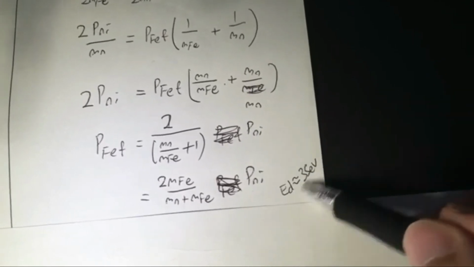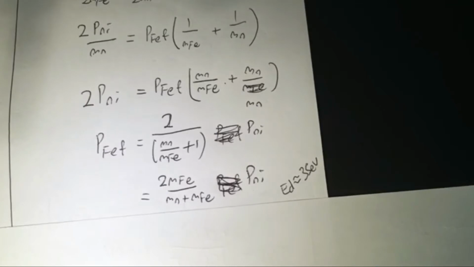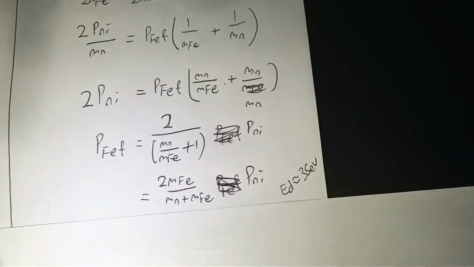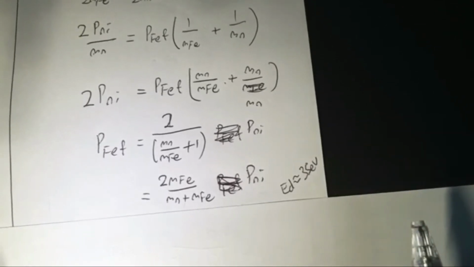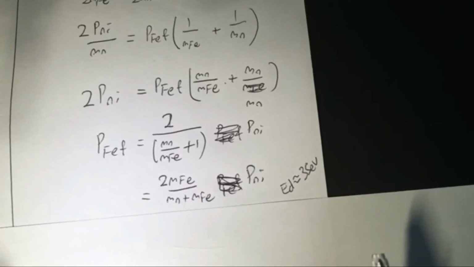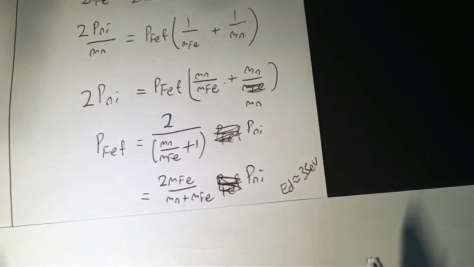You need to remember that the energy of displacement, or the displacement energy for the iron atom, is about 25 to 35 electron volts. So this is the minimum energy that we must transfer to our iron atom or iron nucleus in order to cause it to be displaced.